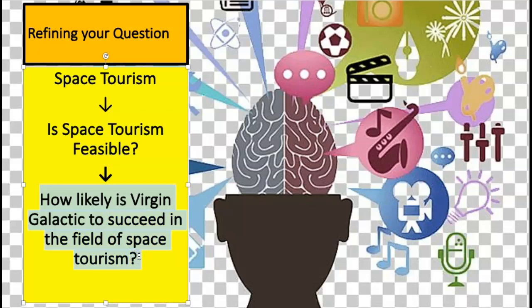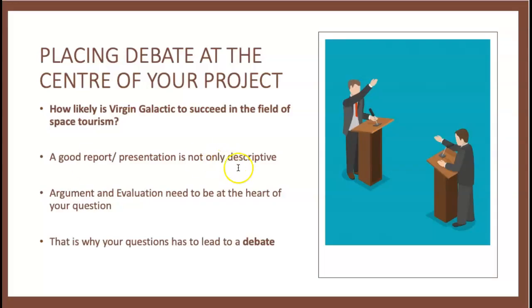Now, you'll notice that this question is far more focused from my original idea of space tourism. I focused in on one particular aspect of space tourism, which is this particular vehicle and this company of Virgin Galactic. And I'm setting myself a question of how likely. One of the key elements in any EPQ or project question, like our 11.5 personal project, is that we need to set a question that leads to a sense of debate. There has to be more than one view about our topic. So you need to place debate at the center of your project, as I've done here in my particular one.